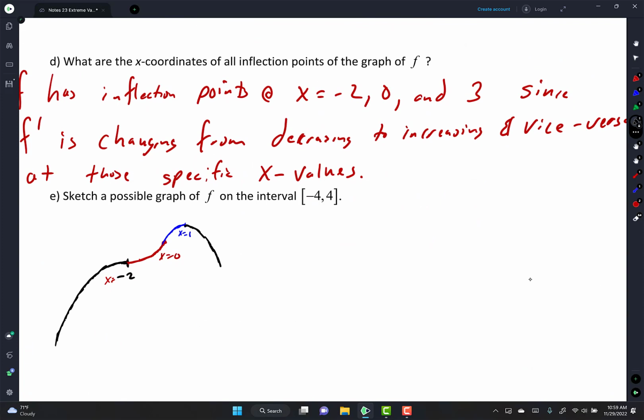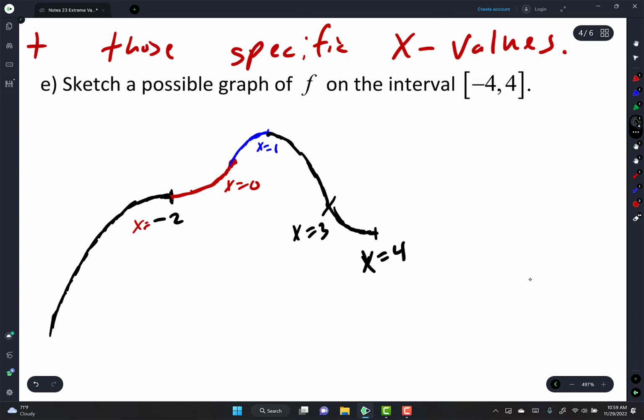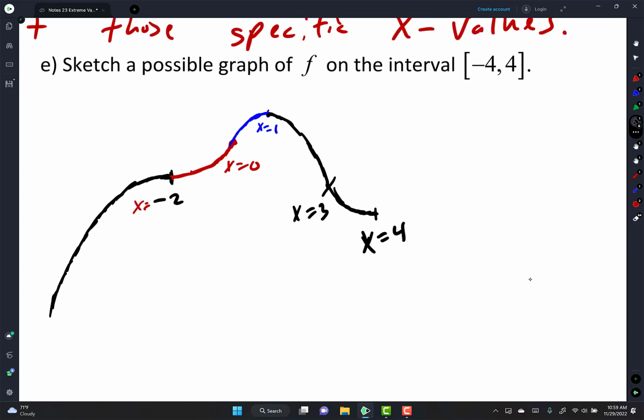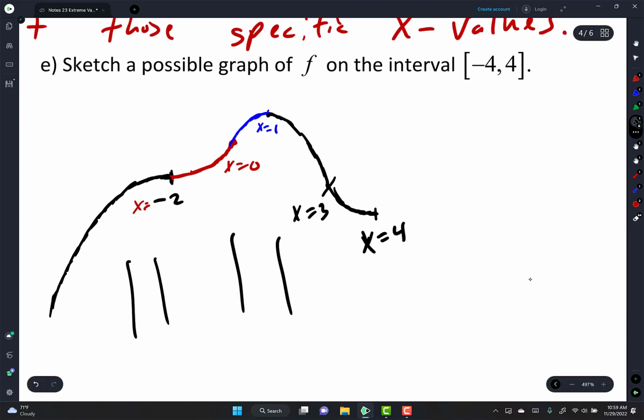So let's see. And then right at 4, horizontal tangent. There it is. It doesn't have to be perfect. Kind of looks like an elephant, like the top of an elephant, right? That looks like an elephant to me. I see legs here, the trunk there. Oh, look, elephant.